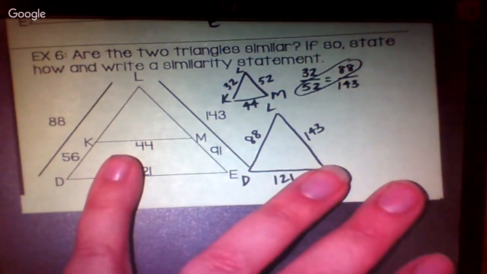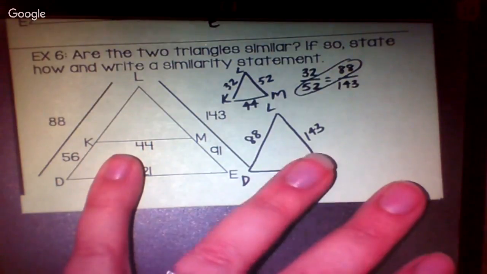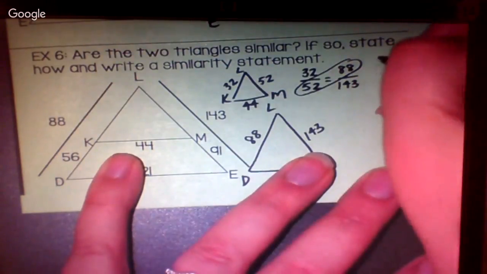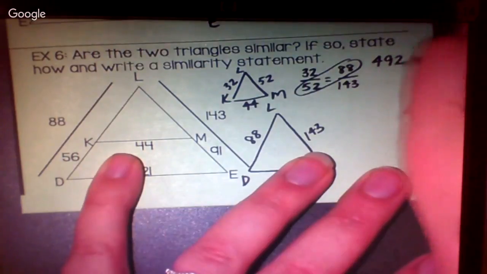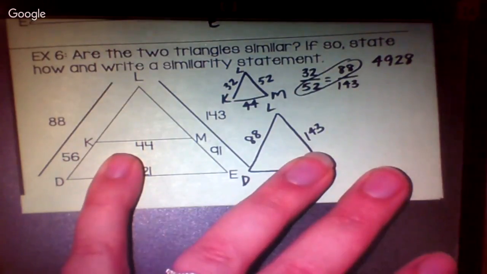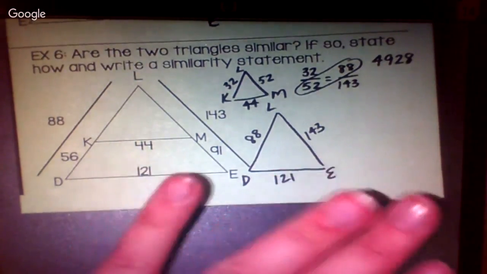Okay, 88 times 52. Some only the calculator will know. 4,928. Wait, hold on. Time out. How y'all get that? I got 4,576. Yeah, you must have made a process error, Charlie.